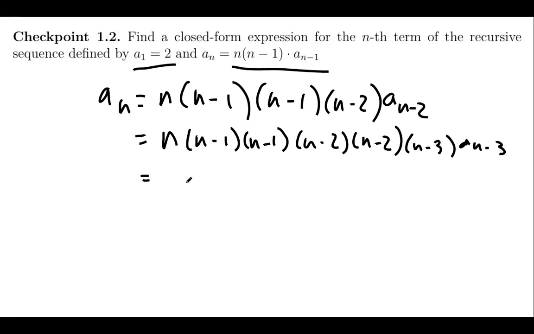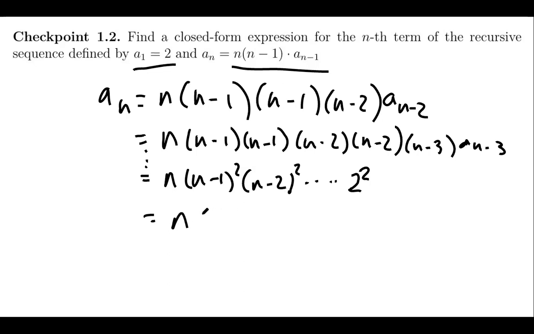So if we keep going, it looks like what we'll get is something like n times (n-1) squared, (n-2) squared, and so on all the way down to 2 squared. And that is also the same as n times ((n-1) factorial) squared. So this would be a closed form expression for this sequence.